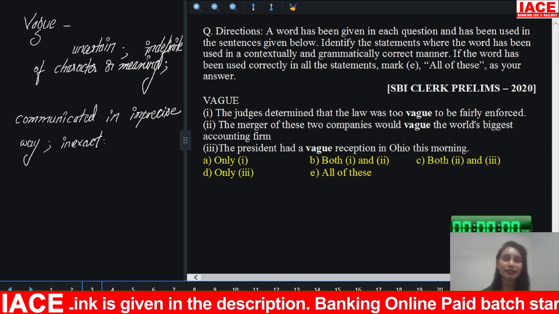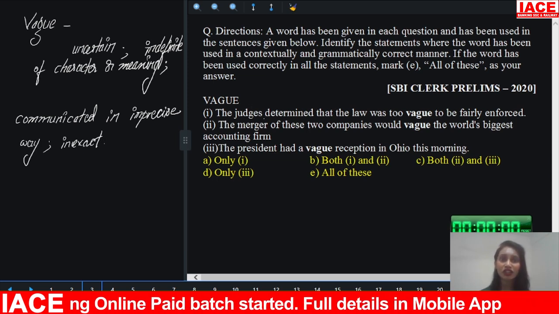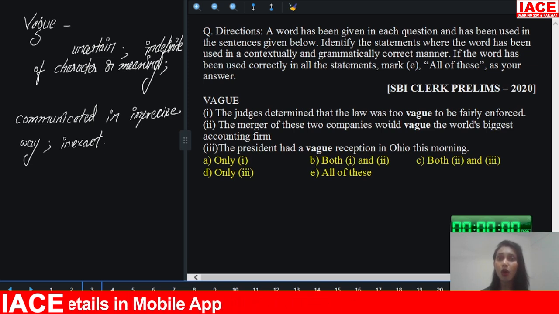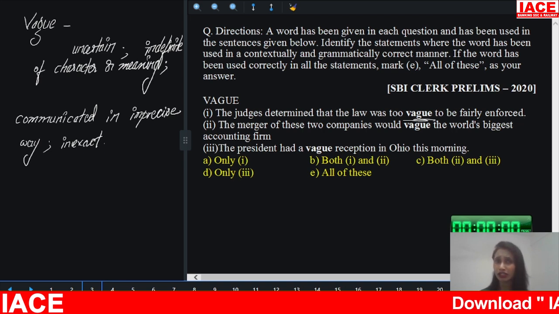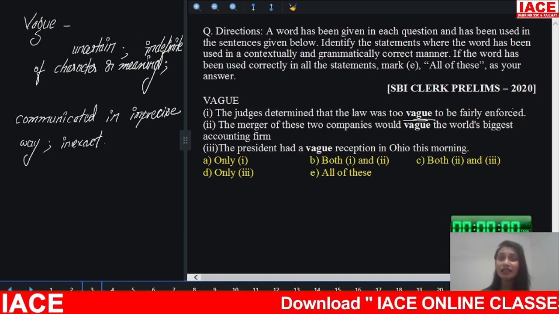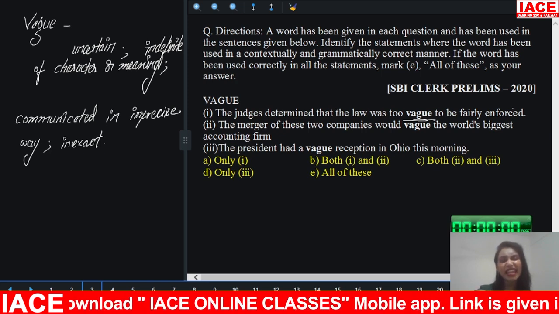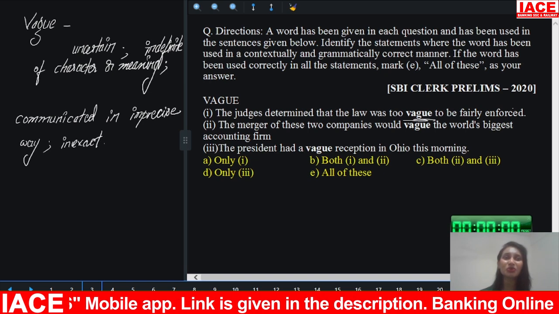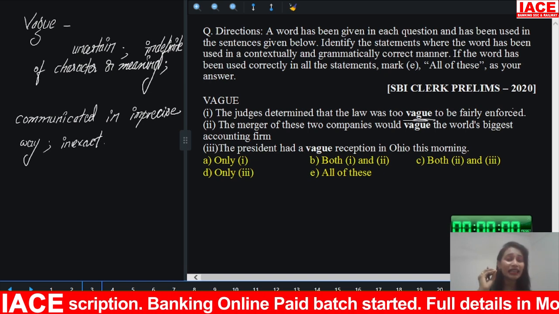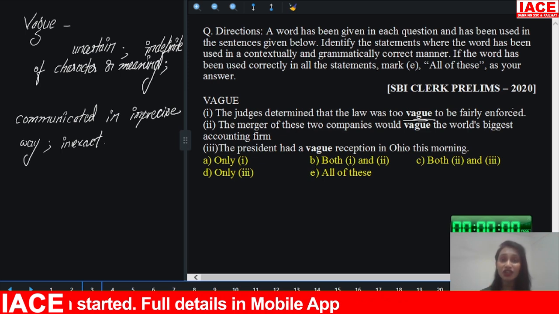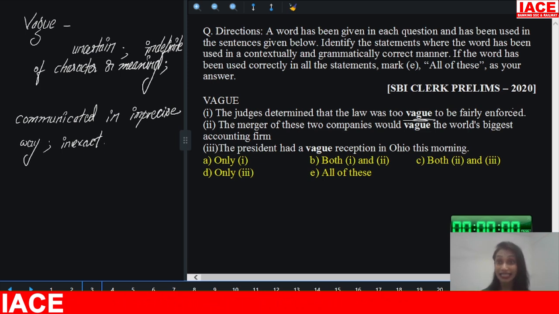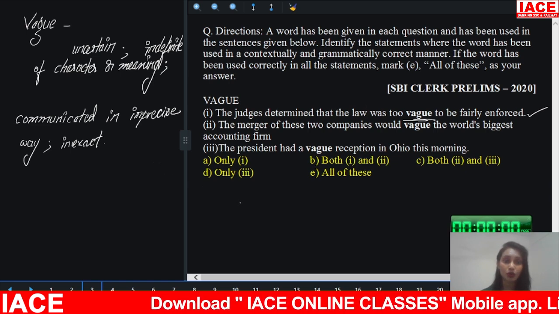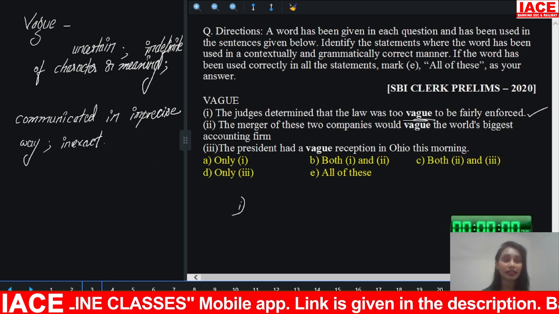Now let's look at sentence one here. What is given? The judges determined that the law was too vague to be fairly enforced. The judges determined that. What did they determine? The law was too vague. That means it's not clear. It's too uncertain. It is not properly given, precisely not mentioned, to be fairly enforced. Yes, the sentence seems fair. It is correctly used. Vague is correctly used in sentence 1. So 1 is correct.